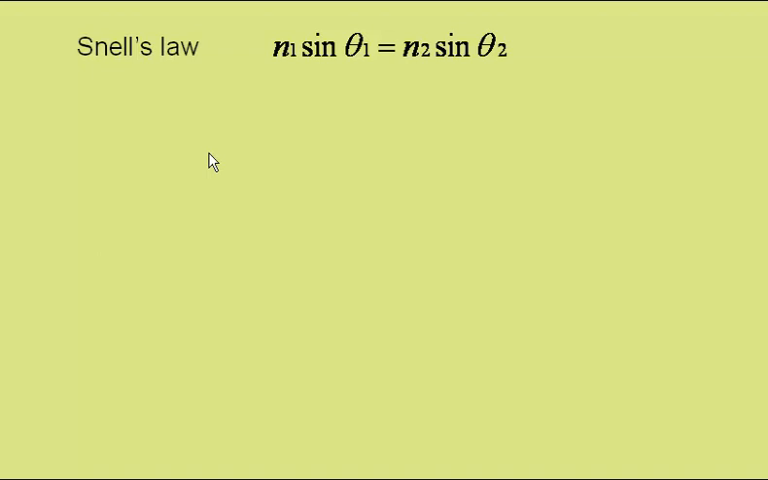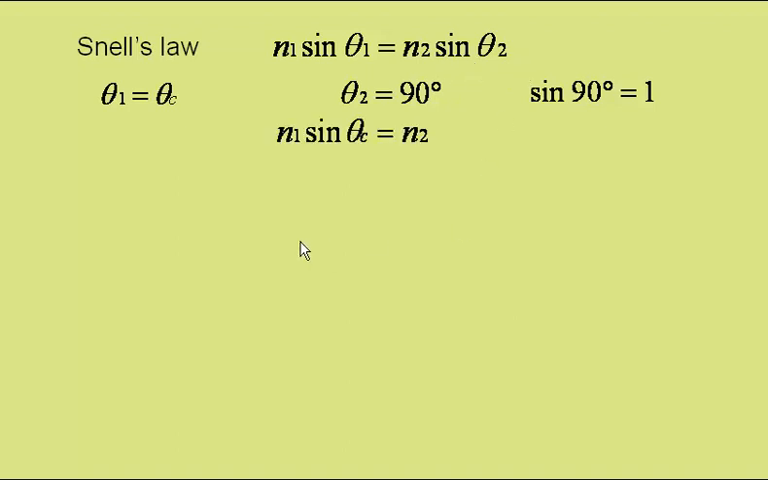In the case of the critical angle, several of these quantities take particular values. Theta 1 is the critical angle, that's our angle of incidence. Theta 2 is 90 degrees. That's the definition of the critical angle, is where the angle of refraction is 90 degrees. And the sine of 90 degrees is 1. That means this term here, sine theta 2, will just become 1.